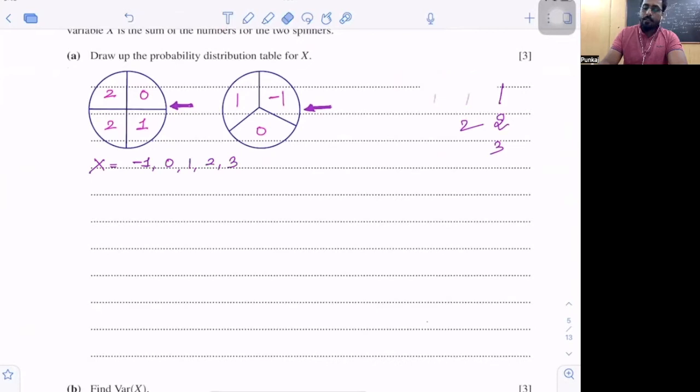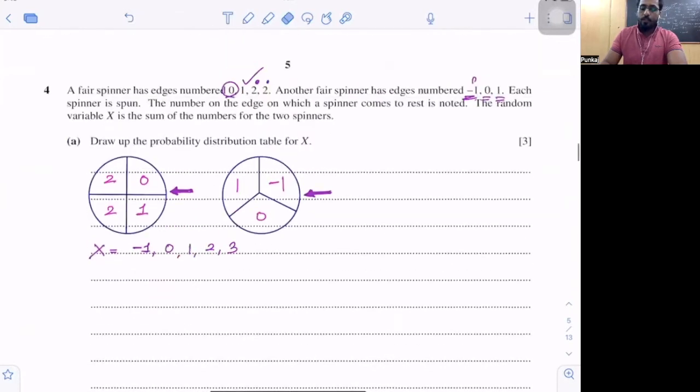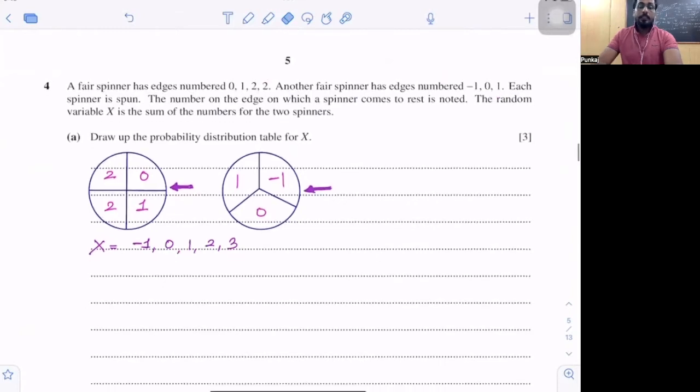Did you get that, students? How the value of x is obtained? What is x here? X is nothing but the sum of the numbers for the 2 spinners. So you are going to spin both the spinners, and you want to note the number. On the first spinner, you might get a 0, and on the second spinner, you might get a -1 or a 0 or a 1, and so on. So I have noted down the sum: -1, 0, 1, 2, or 3. Now draw the probability distribution table for x.